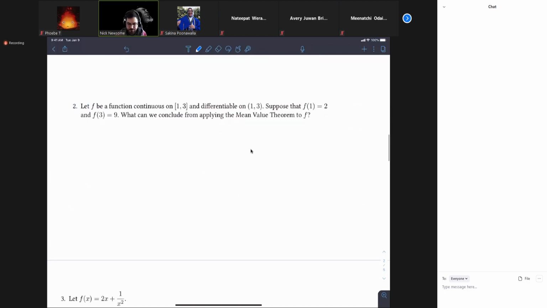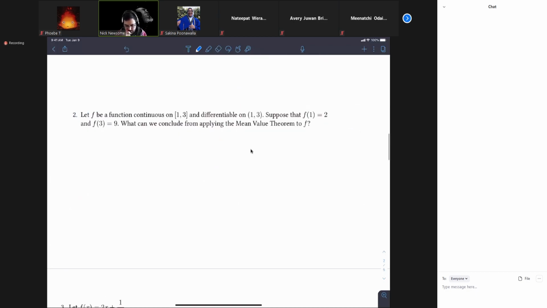Number 2. So we have a function that's continuous on the closed interval 1 to 3, differentiable on the open interval 1 to 3. And we're supposing that f of 1 is 2, f of 3 is 9. What can we say when we apply the mean value theorem?